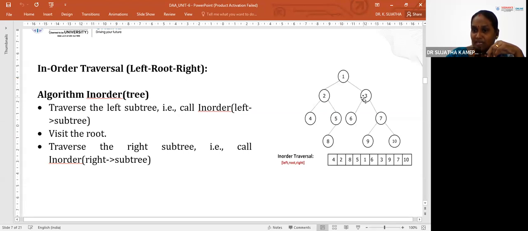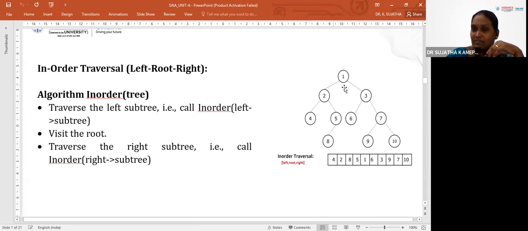And coming to this one, again I have left child 6 for 3, so 6 is visited, then 3. Then coming to this, 9 is the left child for 7, so 9 is visited, then 7, and finally the right child 10 is visited. The most right child is 10, which is visited at the end.